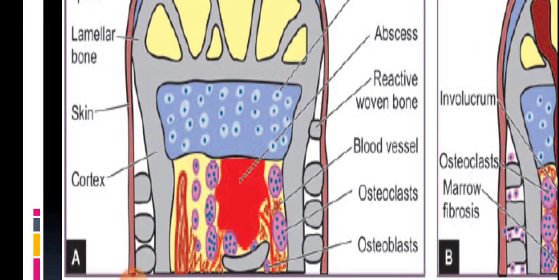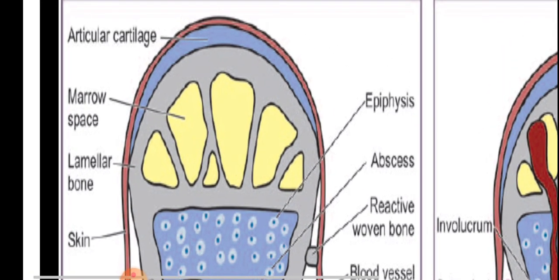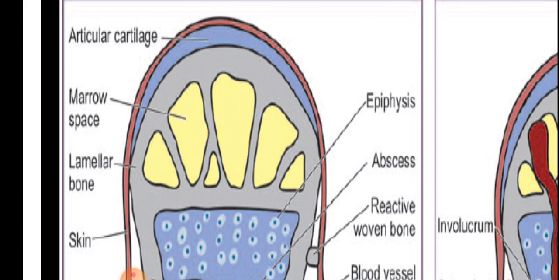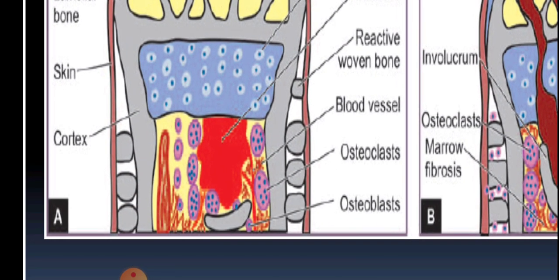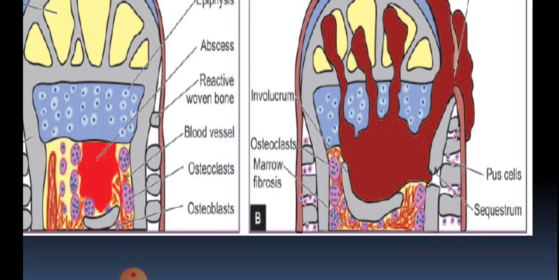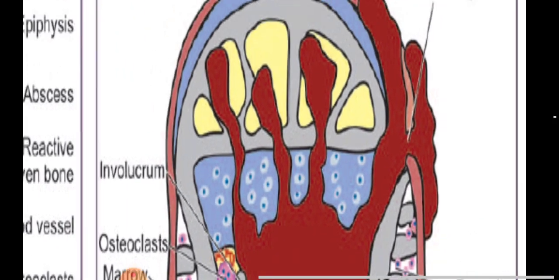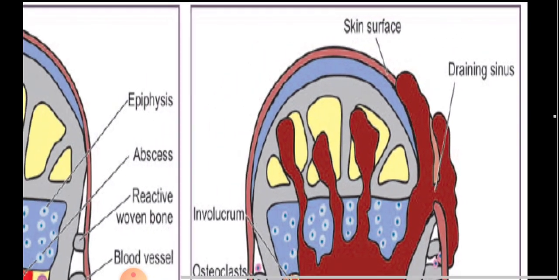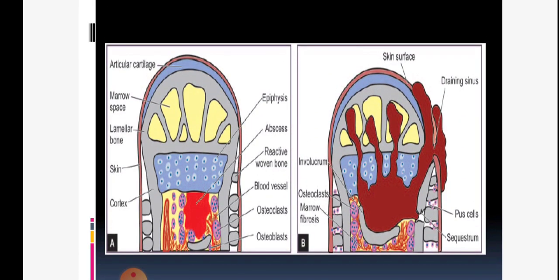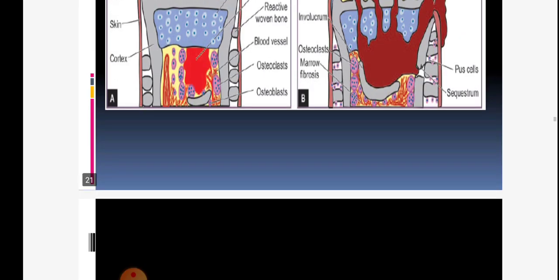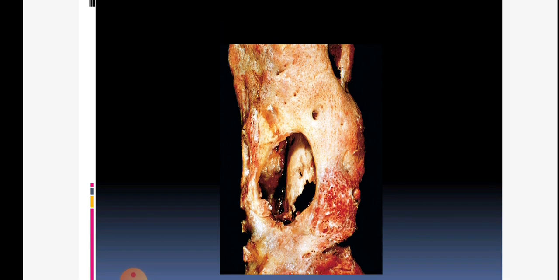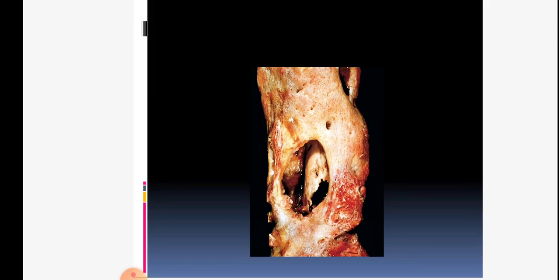You can see the pus formation, the abscess at the center of the core in the marrow, surrounded by the cortex, the lamellar bone, the marrow space, the articular cartilage, and the epiphysis. So at the center, the red one, you can see the abscess formation. Drainage of this red abscess outside into the skin is the draining sinuses. These schematic diagrams are very much needed when you write an answer. So this is again the gross picture, the abscess formation and the draining sinuses.